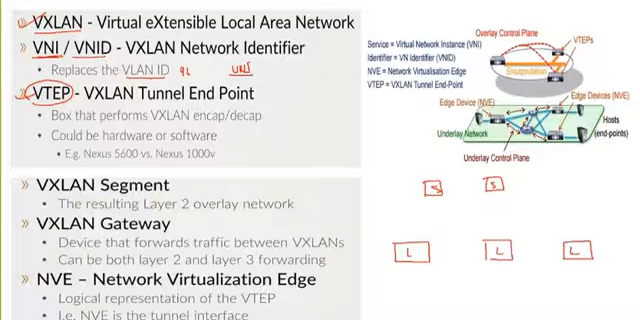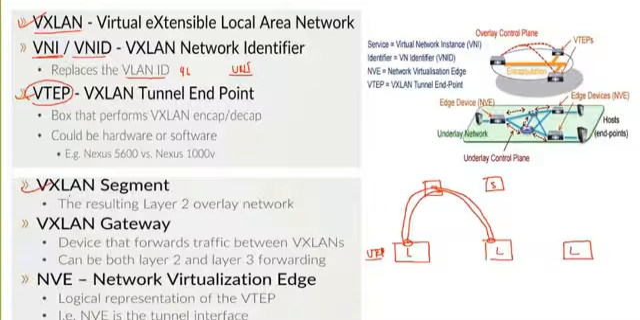So these leaves are called VTEPs. Why? Because your tunnel starts from one of the leaves and ends on one of the leaves. So like this. So we say virtual tunnel endpoint.